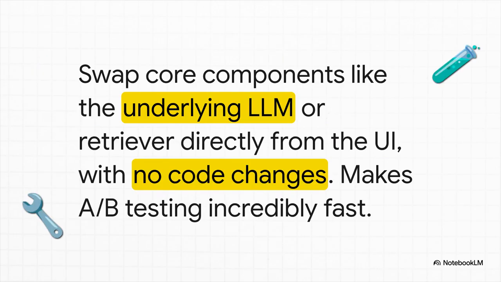The Playground lets you change how your app works on the fly. You can swap out the LLM from, say, OpenAI to Anthropic, or change your vector database right there in the user interface without touching a single line of code. Think about how much faster that makes experimenting and testing different models.